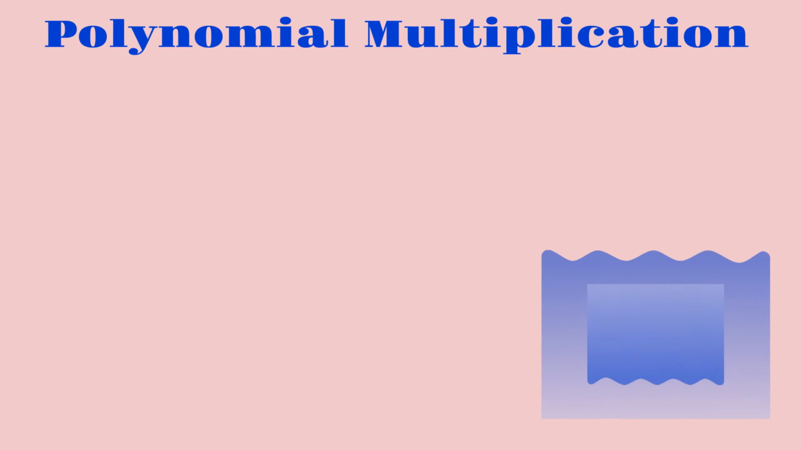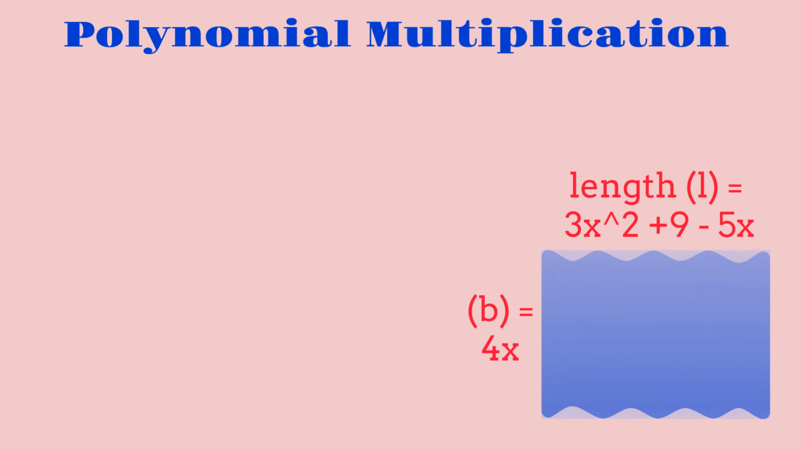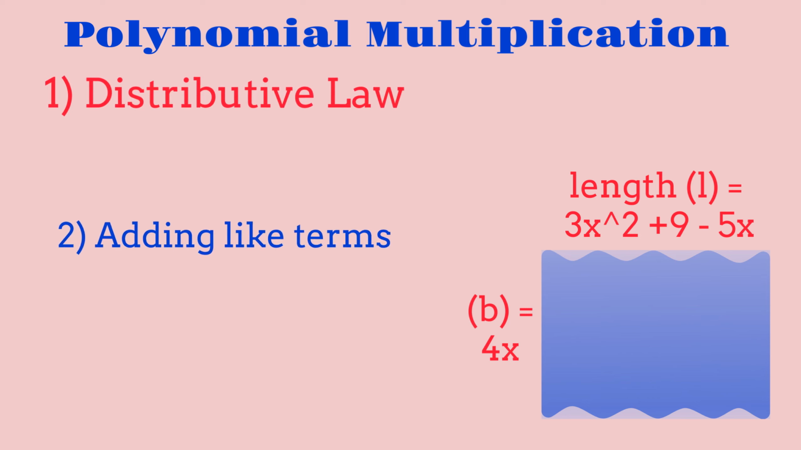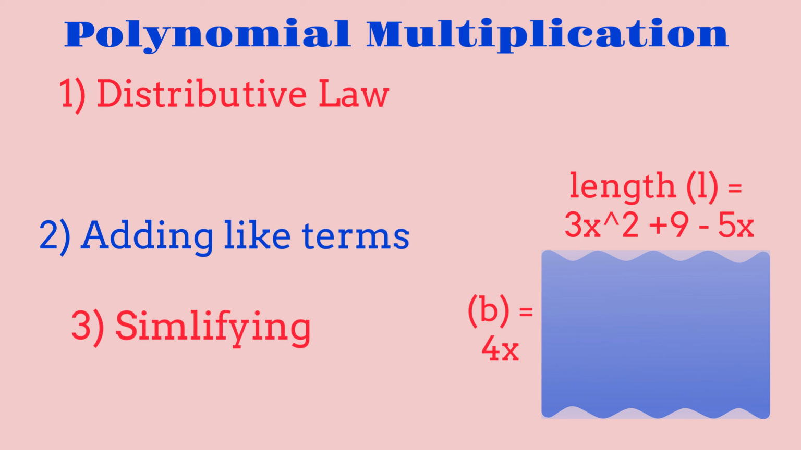So if we remember from the first problem, from shape A, the length L is equal to 3x squared minus 5x plus 9, and the width was given as B equals 4x. Here we're going to be first solving this problem by hand, and then at the end of this video we're going to be solving and also plotting this problem with Python as well. So let's get started. With this problem, we're going to be covering 3 different steps that will help us to learn about multiplying polynomials. These 3 steps are first the distributive law, second adding the like terms, and third simplifying. So let's get started with the distributive law.